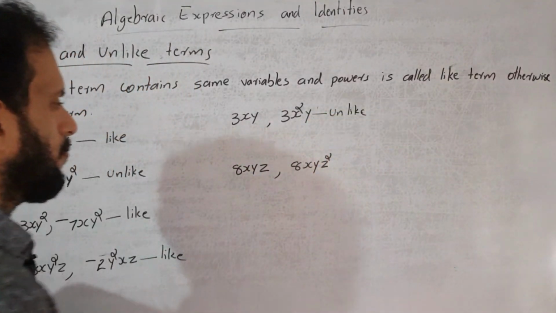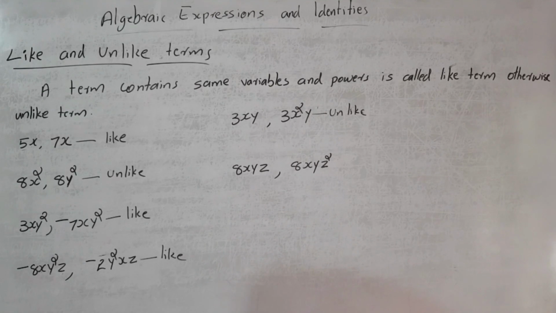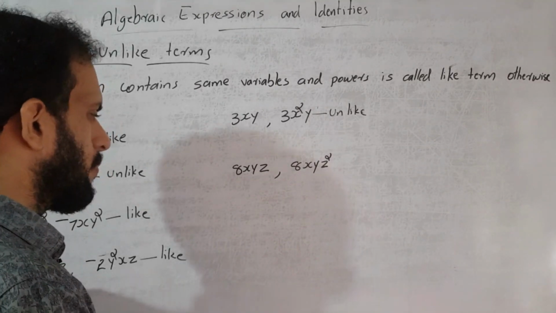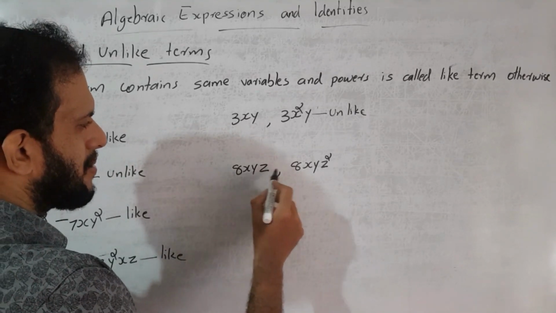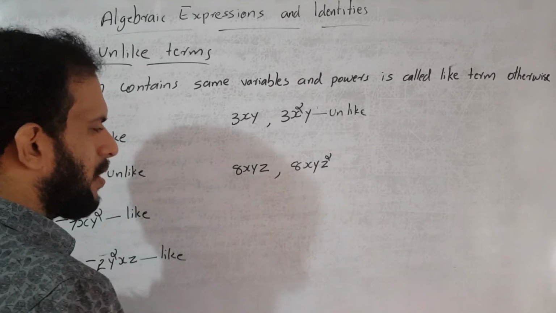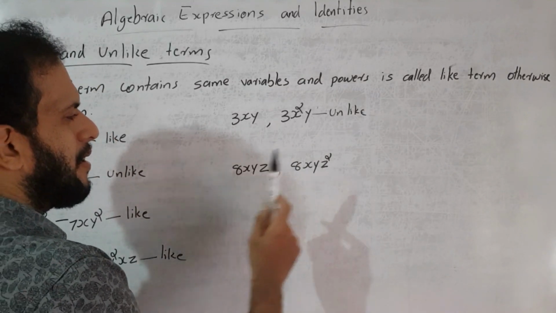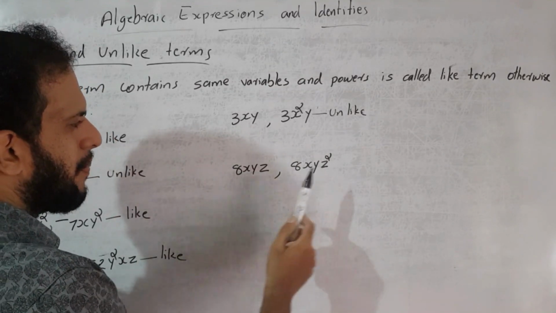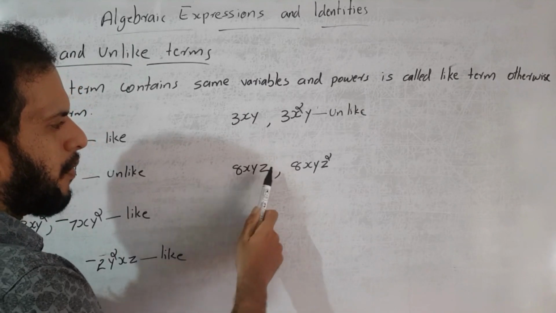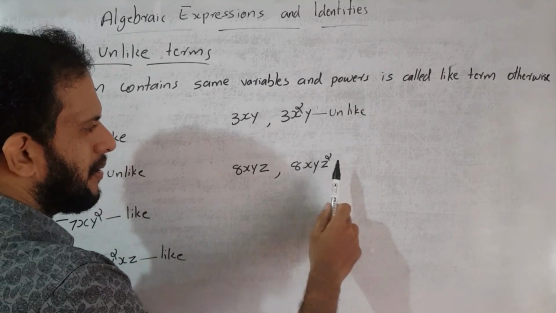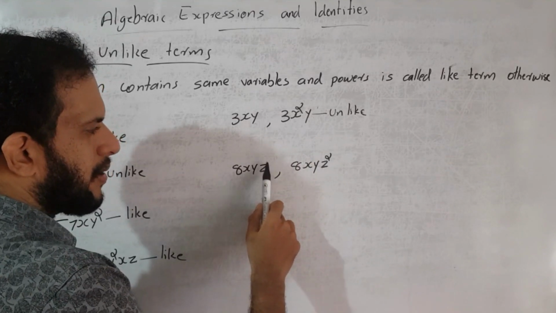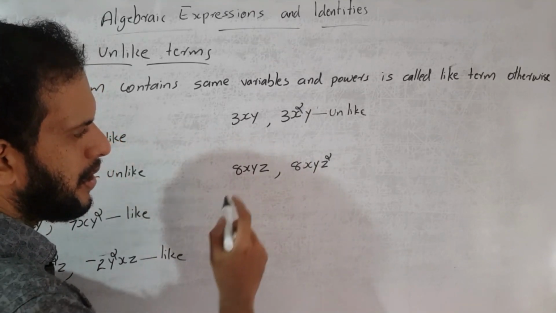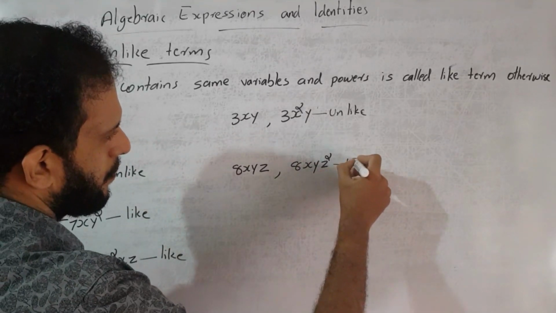Okay, then the last one is 8xyz. The second term is 8xyz square. The variables we use here are the same: x, y, z. Here also x, y, z. What is different? The power of z is different, correct? We use the same variables in both cases, but the power of z is different. In the second term the power of z is 2, in the first term the power of z is 1. So this is called unlike.